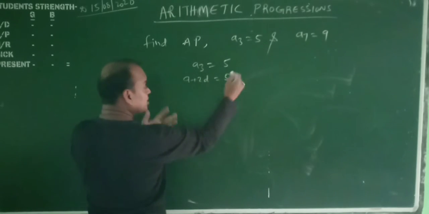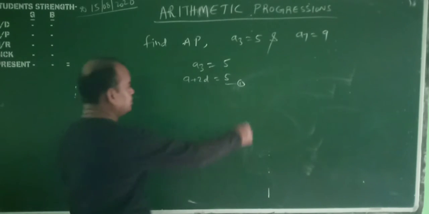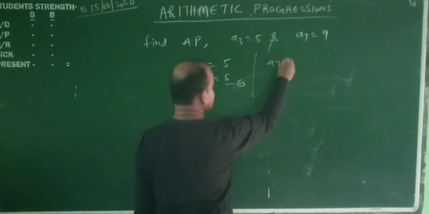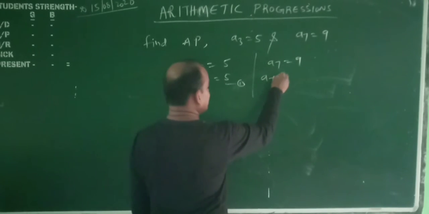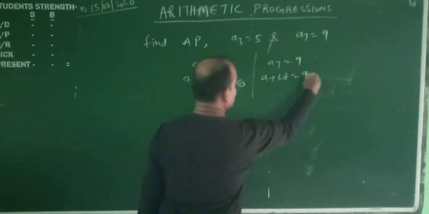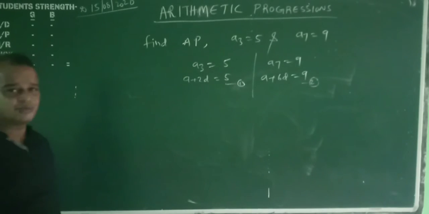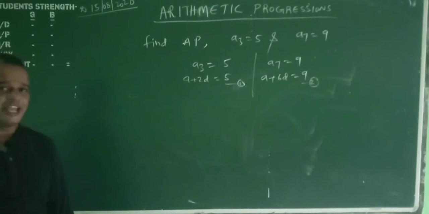This is equation number 1. The third term is equal to A plus 2D. Now A7 is equal to 9. A7 means A plus 6D is equal to 9. This is equation number 2. From these two equations we solve to find the values of A and D.